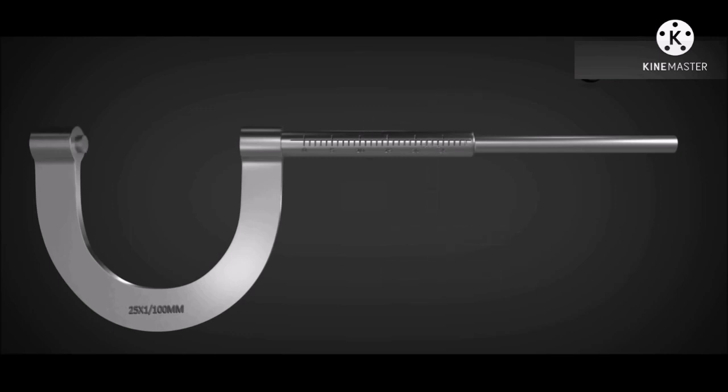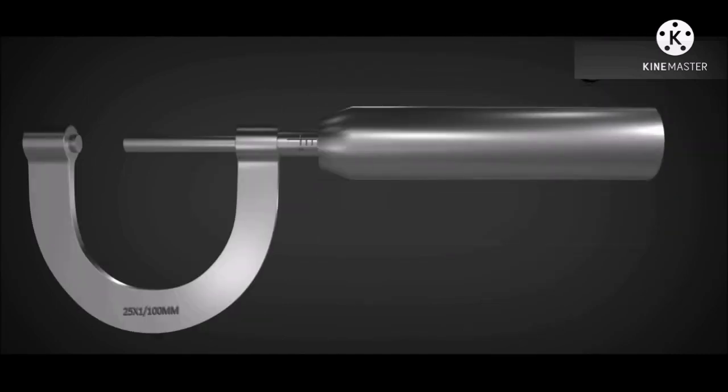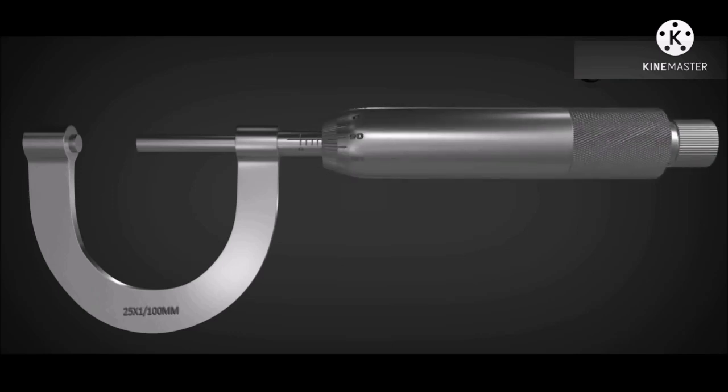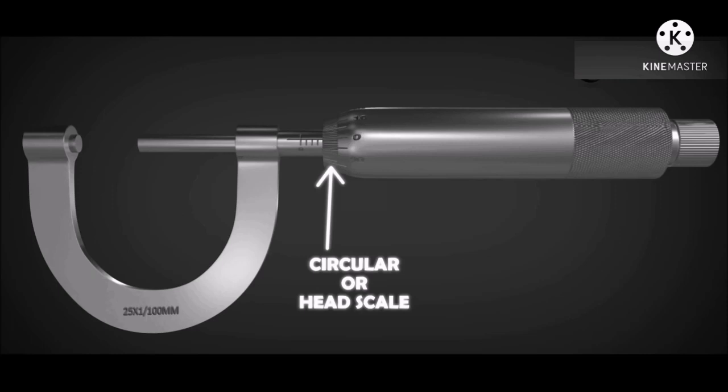The other end of the U-shaped frame has a metal projection called a stud. When the screw is moved forward, the stud and the screw together hold the object firmly. The screw is attached to a milled head with sloping edge which rotates over the sleeve. The sloping edge has a scale which is called circular or head scale.